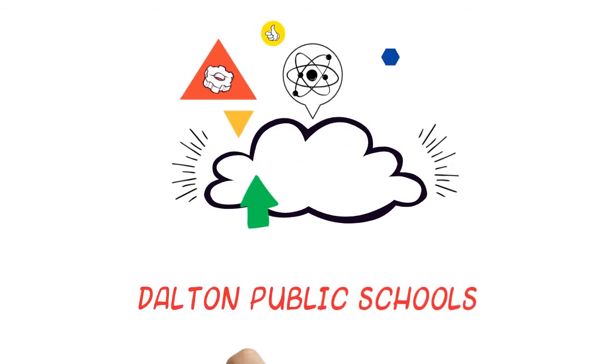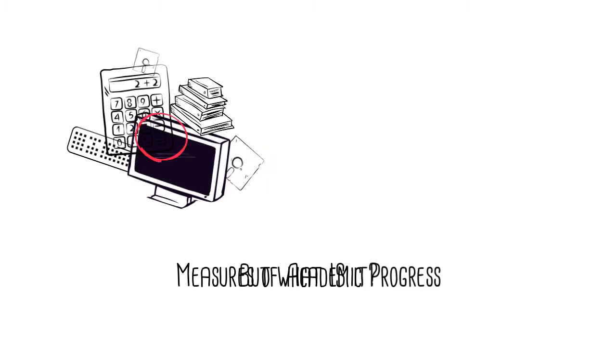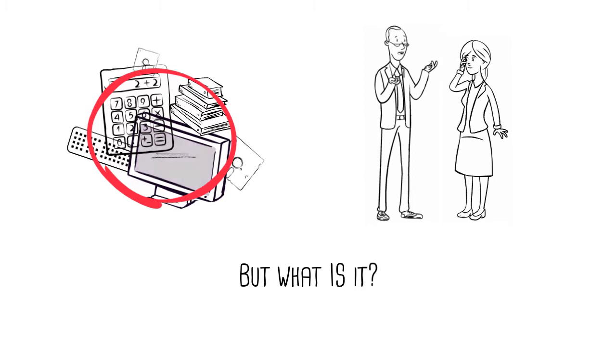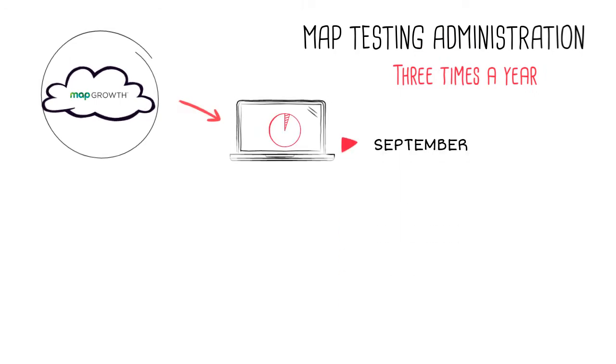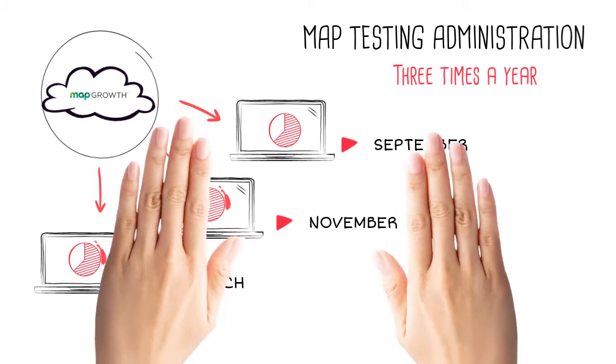This year in Dalton Public Schools, we have begun MAP testing, also known as Measures of Academic Progress. Since this is a little new to everyone, we wanted to explain what all the MAP growth assessments entail. MAP growth assessments are given 3 times a year. Our students have already taken the first administration in September, and it will be given again in November and March.